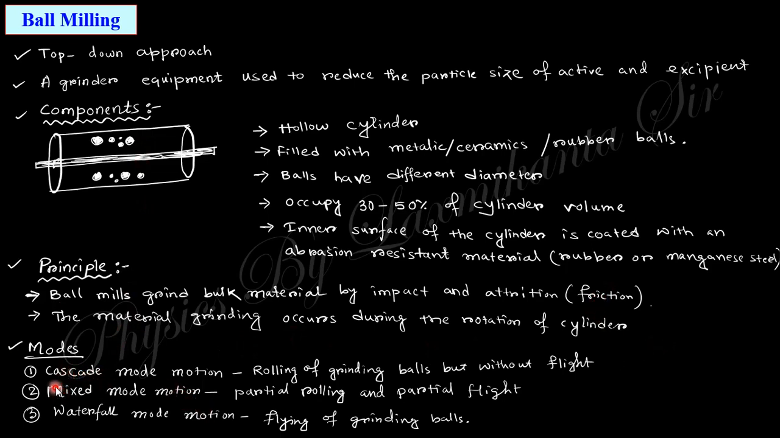There are three types of mode. The cascade mode is the motion, rolling or gliding of the balls but without flight, that is, just roll, not flight. Then the mixed mode, partially rolling and partially flight, and the waterfall mode, that is, the flying and gliding of the balls. So these can be rolled just on the surface of this cylinder. This is the cascade mode motion. But when these balls fly, this is called waterfall mode, and their mixture is known as the mixed mode.